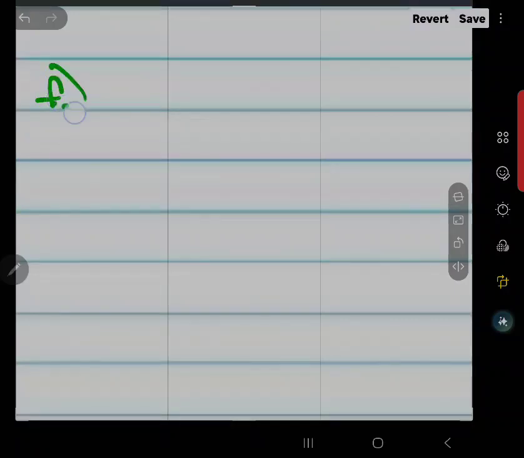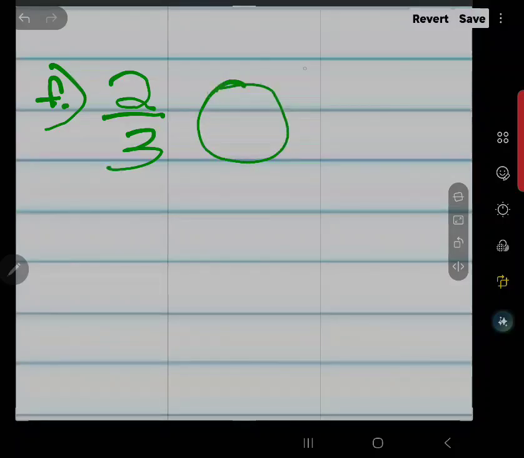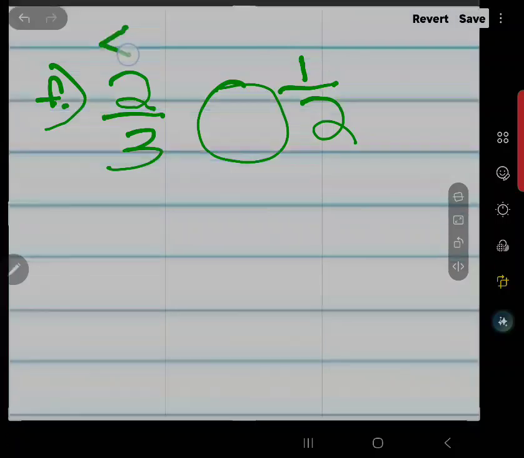All right, so we're going to do letter F. We have 2/3, and we're going to compare it, that's what that circle's for, to 1/2. Now, if you already know which one is bigger, we're going to use the less than sign, the greater than sign, or the equal to sign. We're going to compare these fractions to see which one's bigger, smaller, or if they are equal, okay? But the way that we can do this using the butterfly method is exactly the same way.